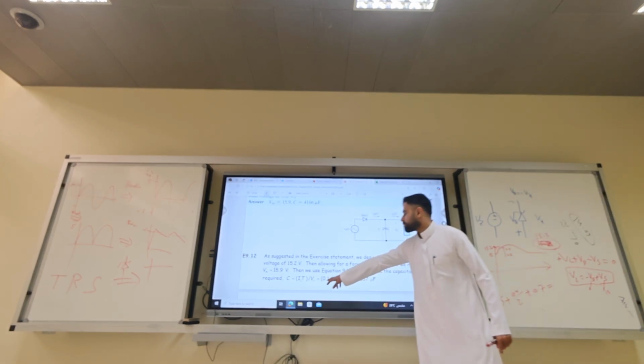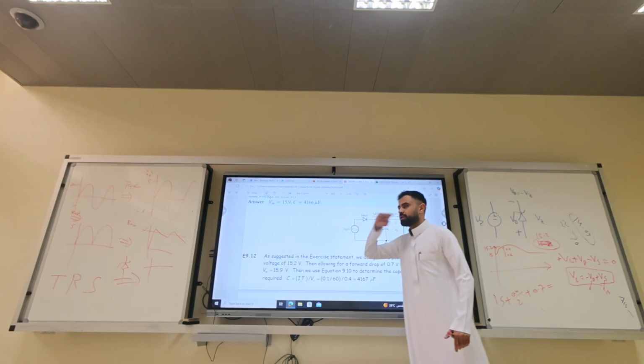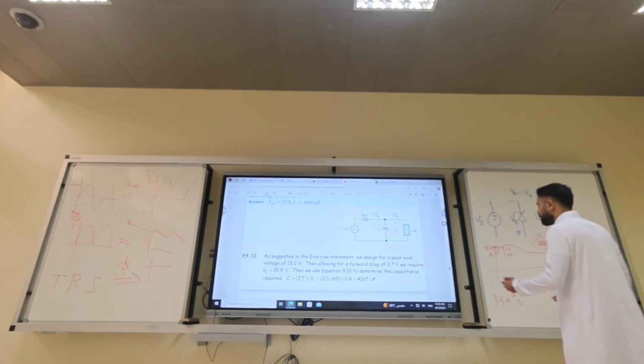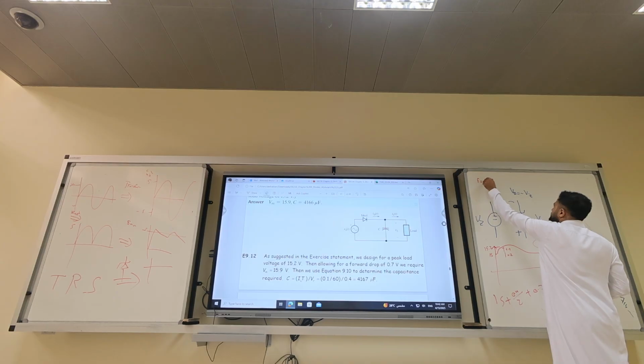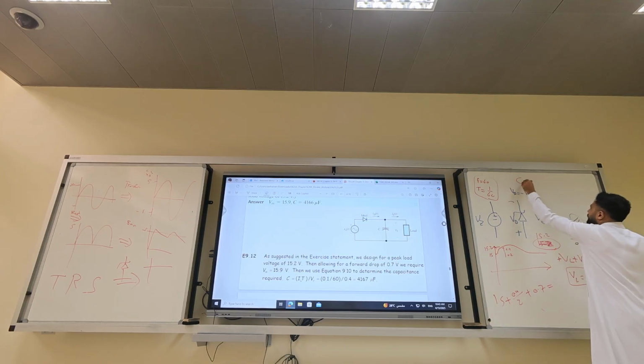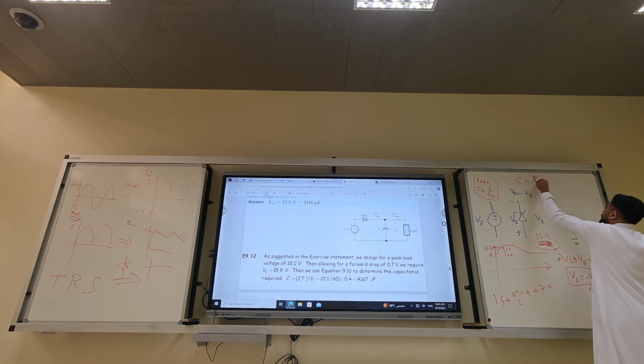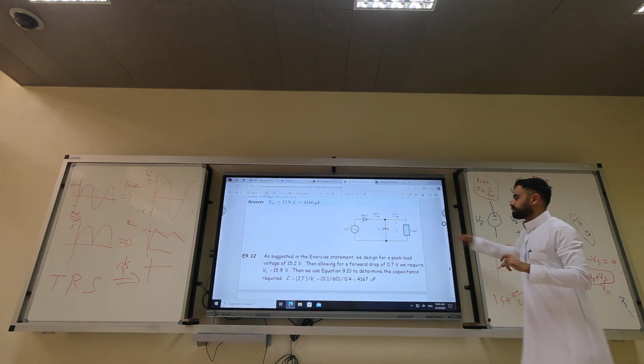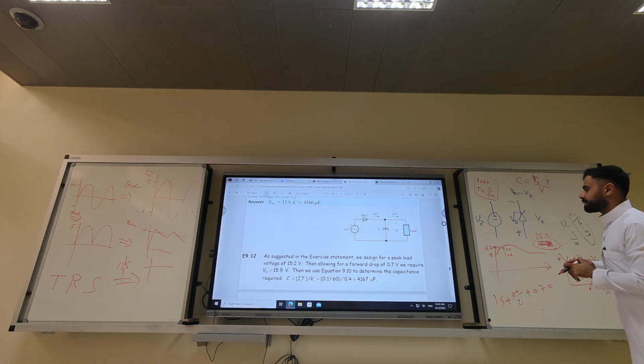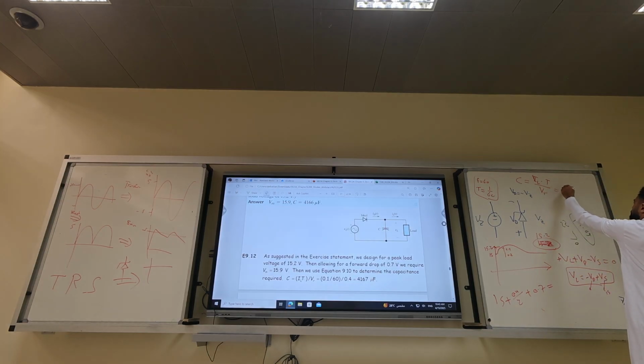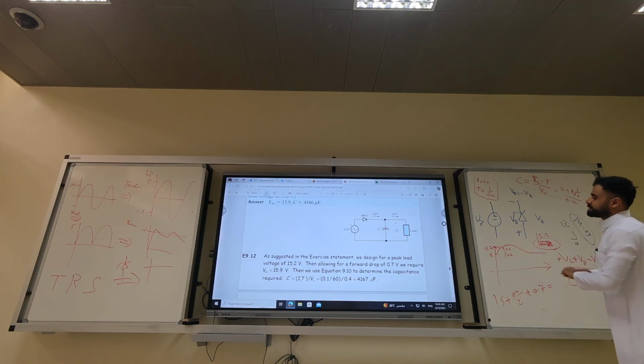Then apply the numbers. 0.1 times 60. Oh, now we know why we have the frequency. The frequency is 60. What's the time period? 1 over 60. So what's the value of the capacitor? C equals I times T divided by V ripple. So it's going to be 0.1 times 1 over 60 divided by 0.4. That's 4167 microfarad. That's your C.